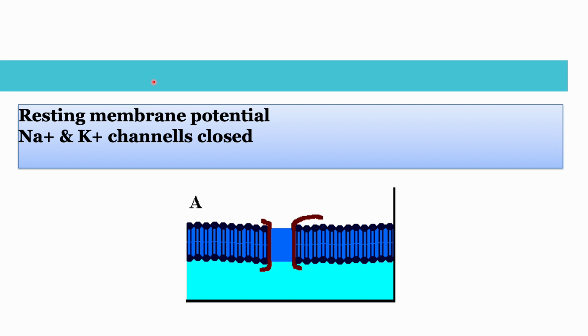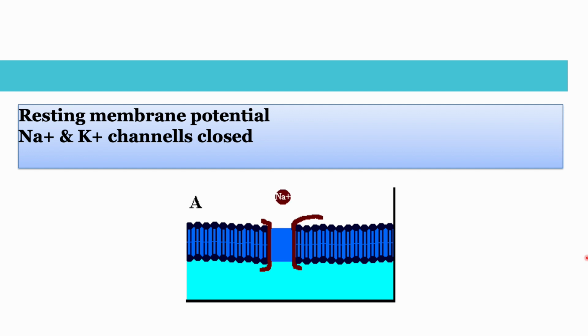The concentration gradient of potassium ions tends to drive them out of the cell, while the electrical gradient tends to keep them inside the cell due to their positive charge. The concentration gradient of sodium ions tends to drive them into the cell, while the electrical gradient tends to keep them outside the cell due to their positive charge. So as a result of these forces, the resting membrane potential is negative inside the cell relative to the outside.